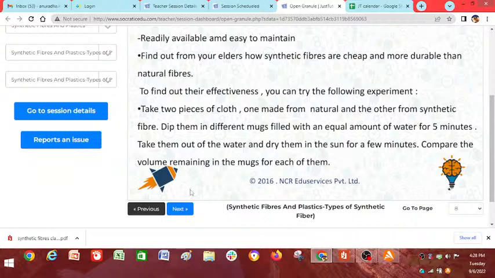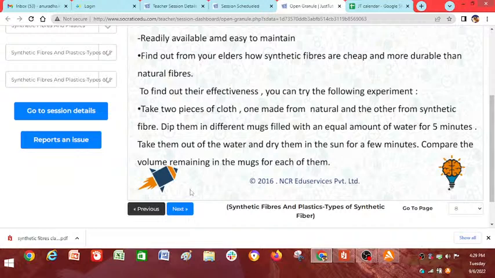They will tell you about all these things, and they'll tell you why synthetic fibers are cheap and why natural fibers are costly. So now, to find out their effectiveness, you can try the following experiment. So उनके effectiveness को जानने के लिए हम लोग कुछ नीचे गए एक्सपेरिमेंट कर सकते हैं. So you can take two pieces of cloth, one made from natural and the other made from synthetic fiber.